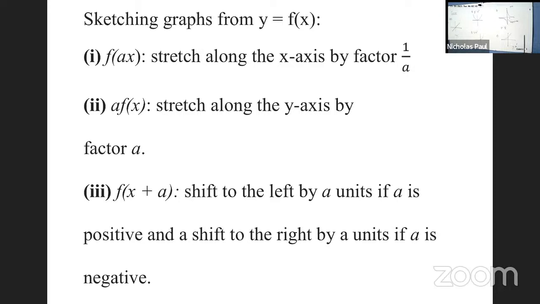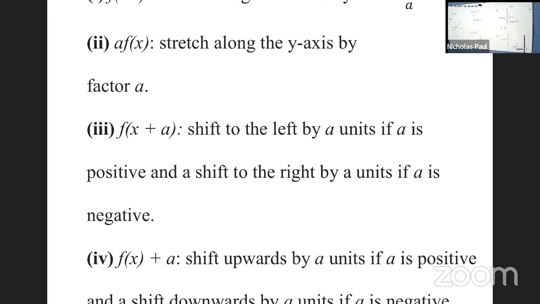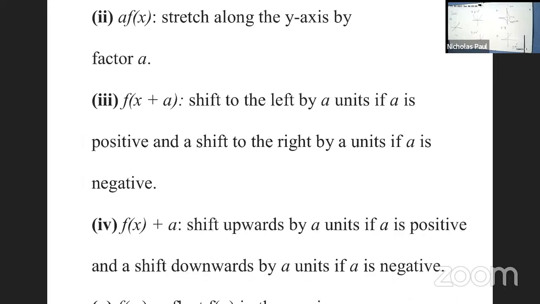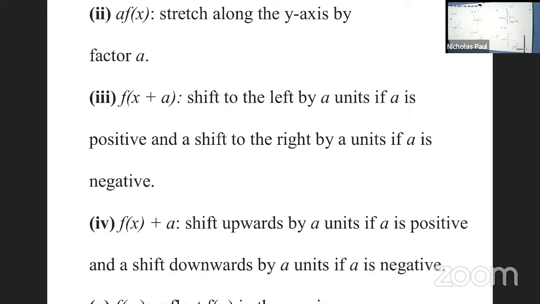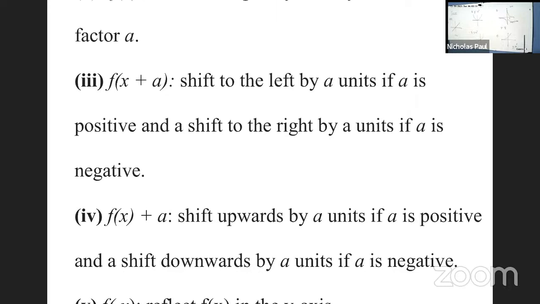Alright, so if you see a in front of the x, it's a stretch along the x-axis by a factor of 1 on a. If it's a in front of the f of x, it's a stretch along the y-axis. If you see f of x plus a, it's a shift to the left by a units. If a is positive, it's a shift to the right.